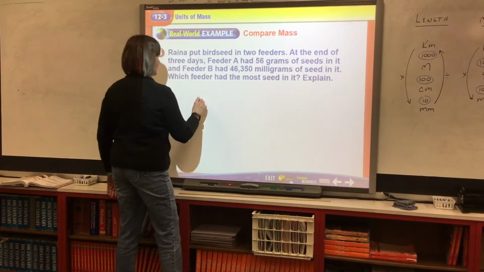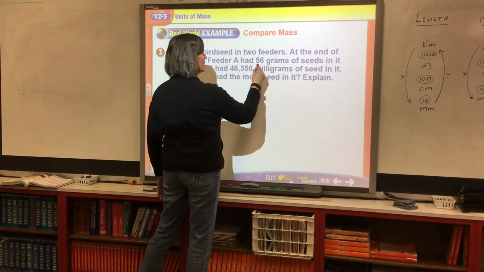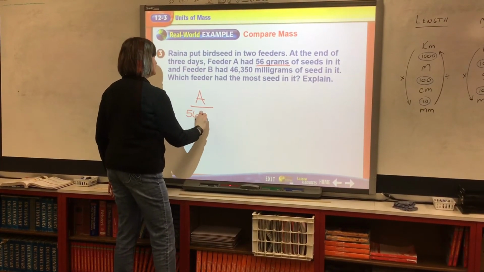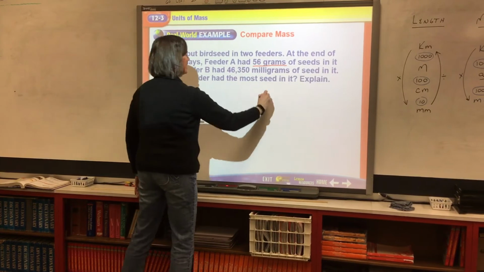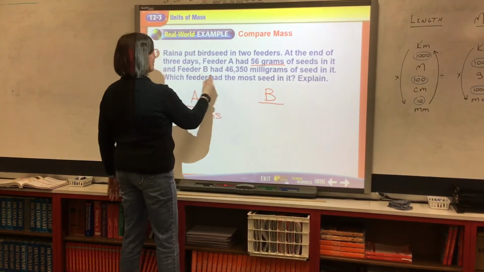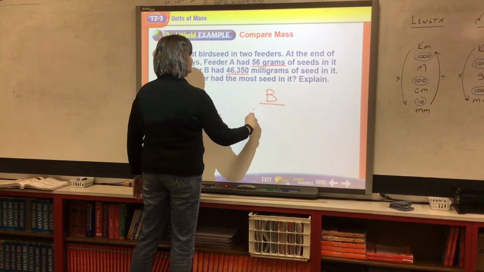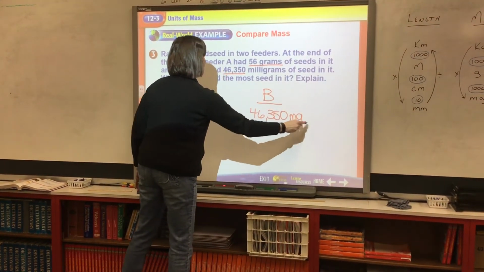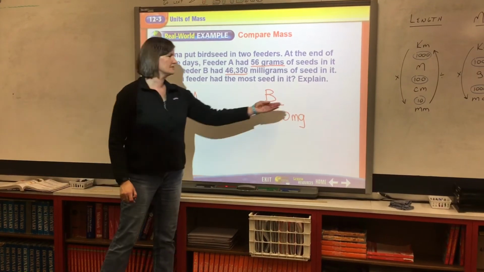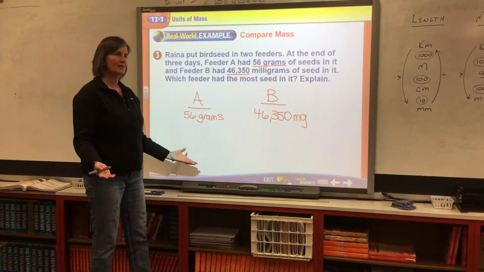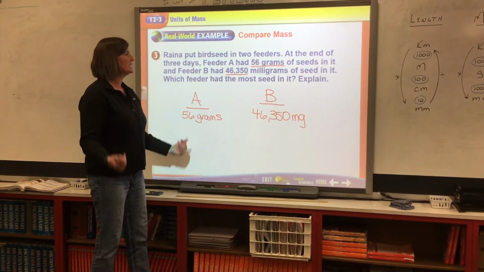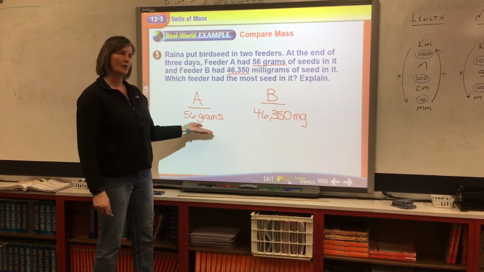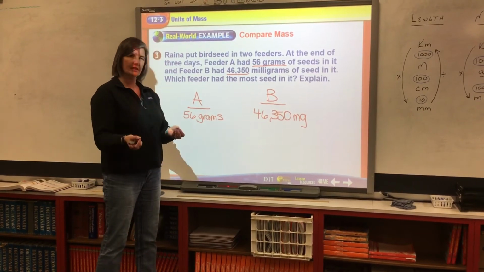Well, feeder A, all right, we're talking in grams. Feeder A has 56 grams. And feeder B, right here, has 46,350 milligrams. Well, how do we compare this? If this one has grams and this one has milligrams, how do we compare this? We need to convert one of them. So what we're going to do is change 56 grams into its equivalent milligrams.